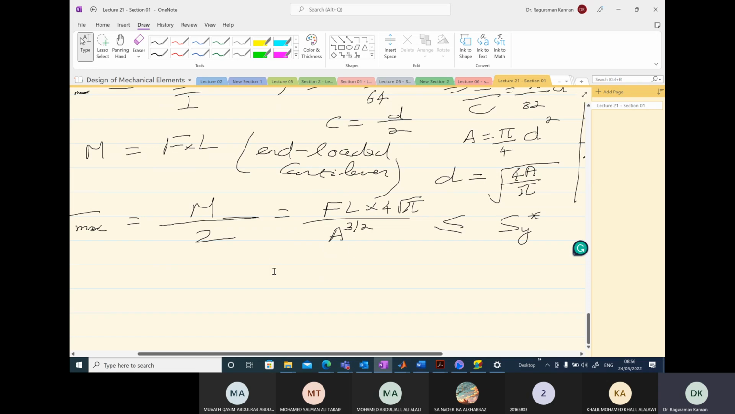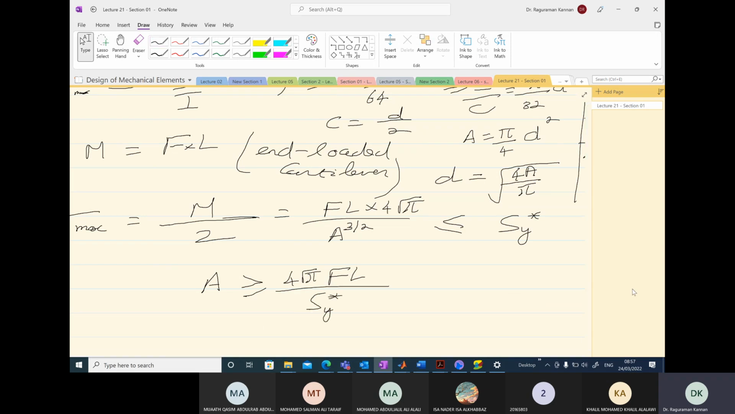Now we can rewrite the entire equation here. Take a to the other side, which means obviously a should be greater than or equal to FL 4 root pi FL over Sy star. Since I have a raised to the power 3 over 2, I'm going to raise it to the power 2 over 3 on both sides, and then I will get this relationship for a.